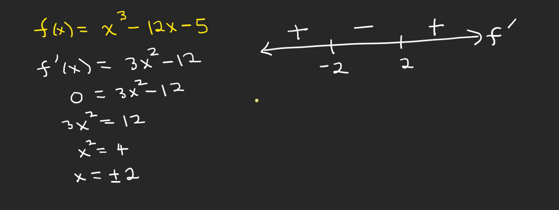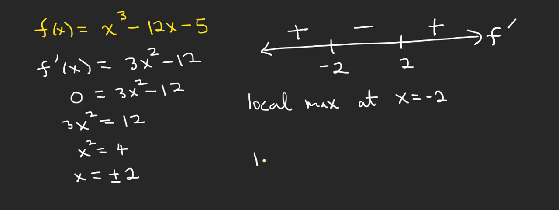Well, we know that the local max or relative max occurs at x equals negative 2 because f prime changes from positive to negative. So when they ask you to justify your answer, you have to say local max occurs at x equals negative 2 because f prime changes sign from positive to negative.